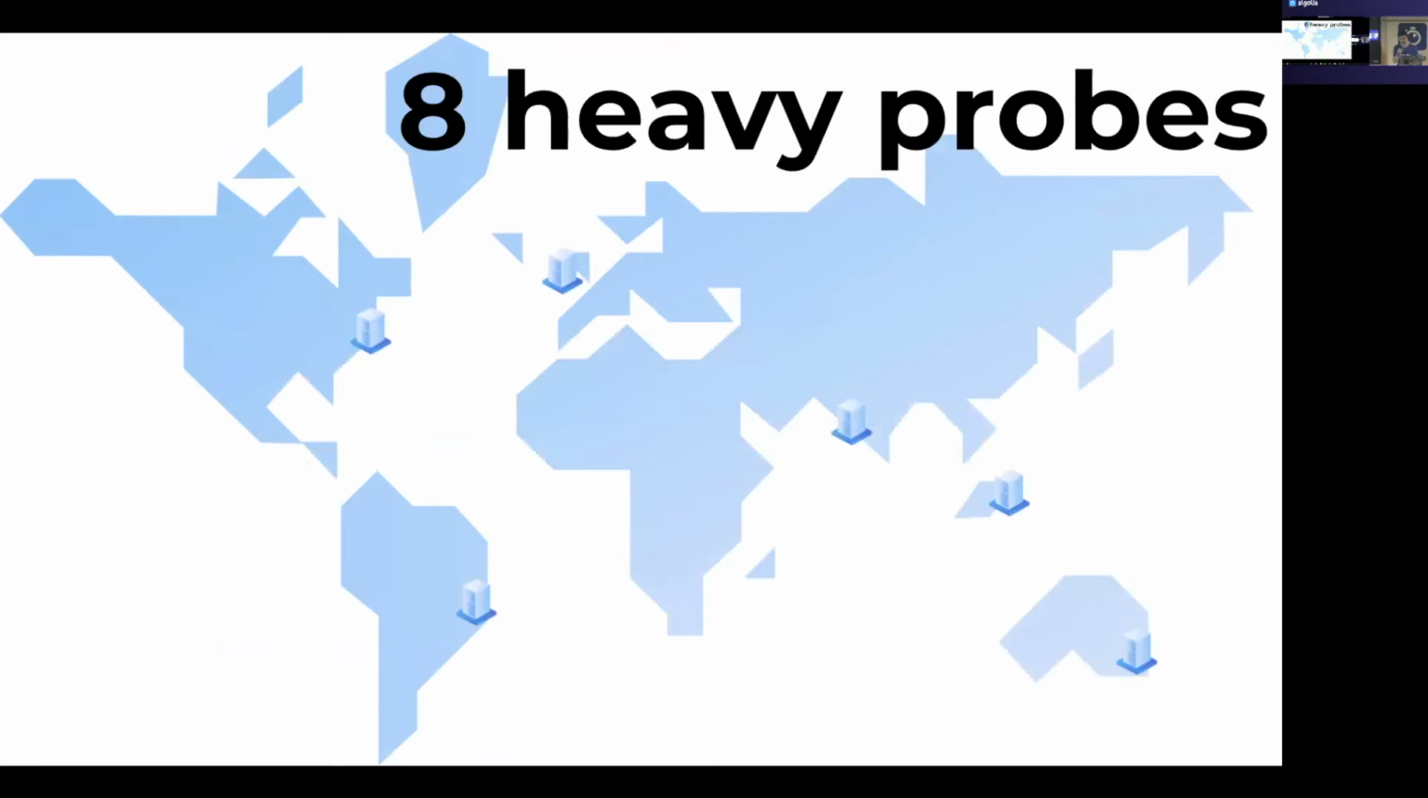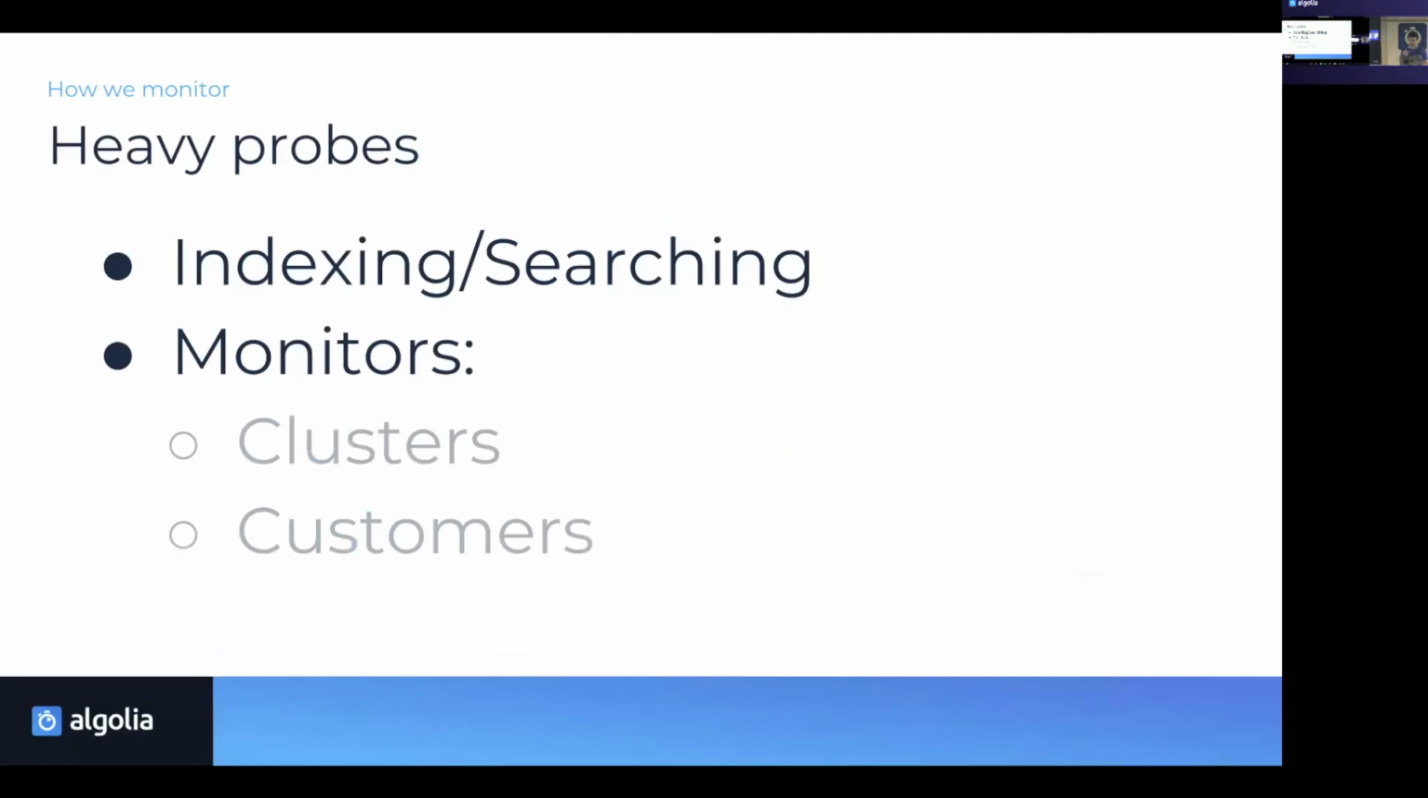Then we've got 8 heavy probes that are more complex and more expensive. That's why we have fewer of them in the world, but they are still in key locations around the world. And those heavy probes are behaving like one of our customers. They are indexing and searching on every cluster all around the world.